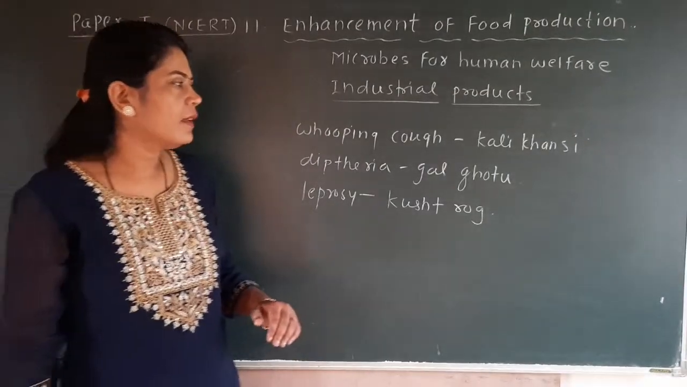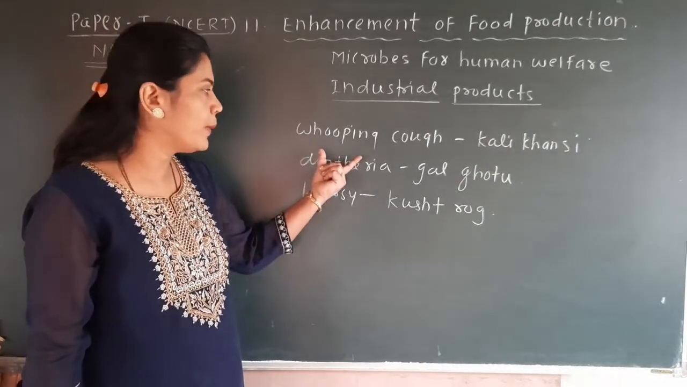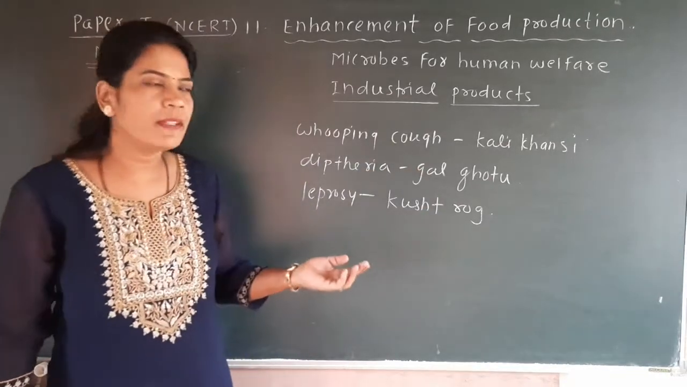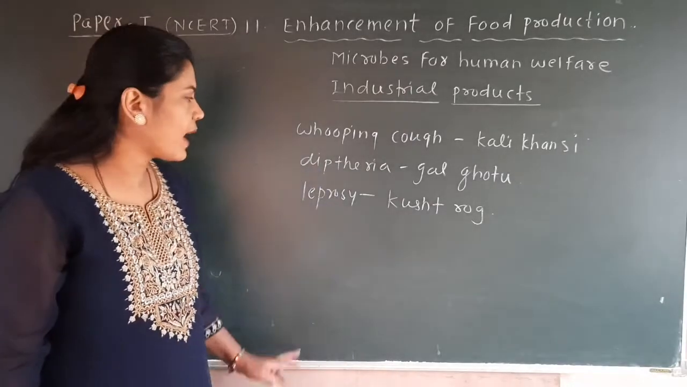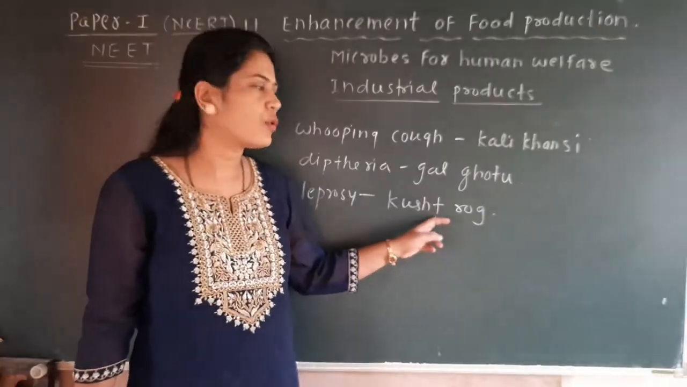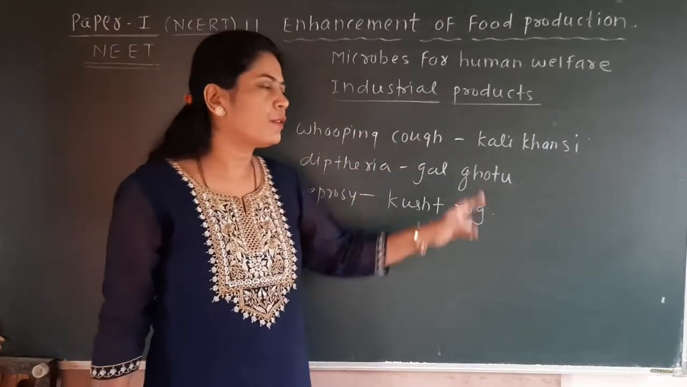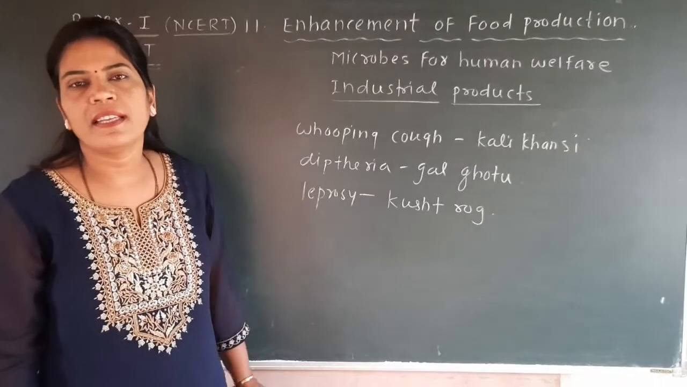Because sometimes one column is given here by the common name whooping cough, diphtheria and leprosy, and maybe in the second column may be given the names like the kali khasi, galgotu, kushro. So you should know that leprosy is also called as kushro, diphtheria is also called as galgotu, and whooping cough is also called as kali khasi. These names are extra given in our NCERT book.